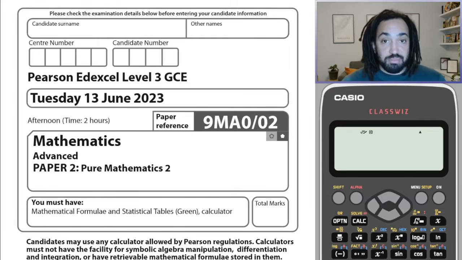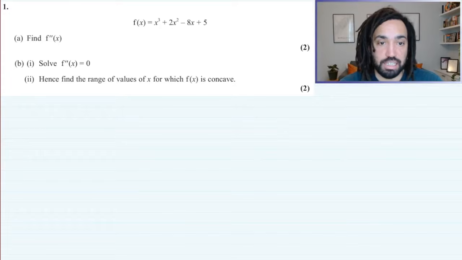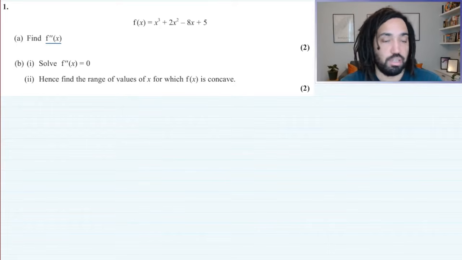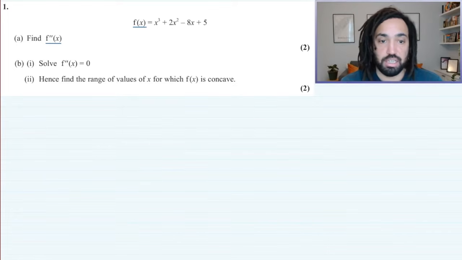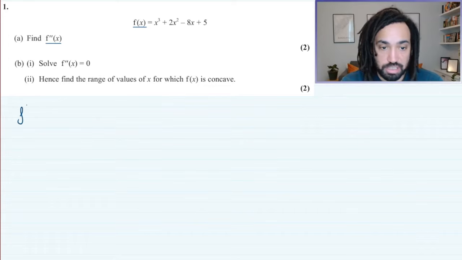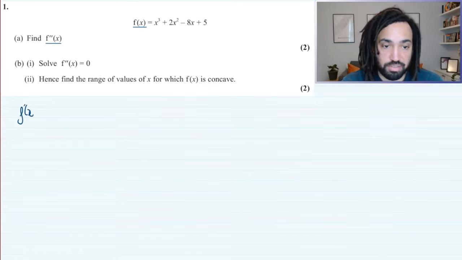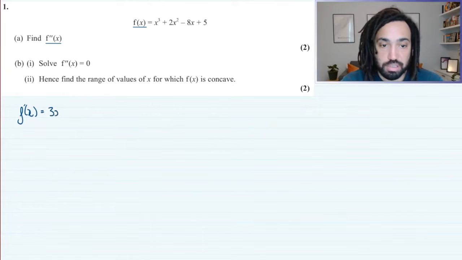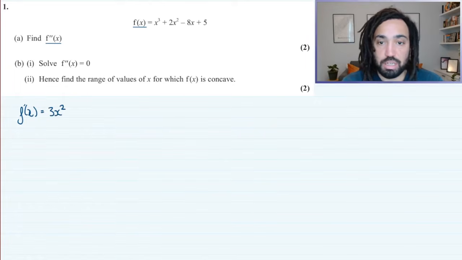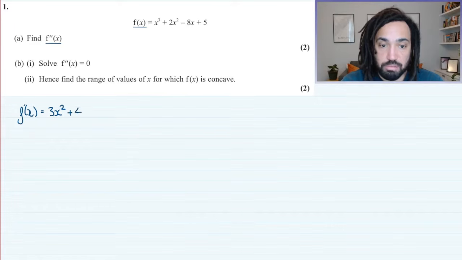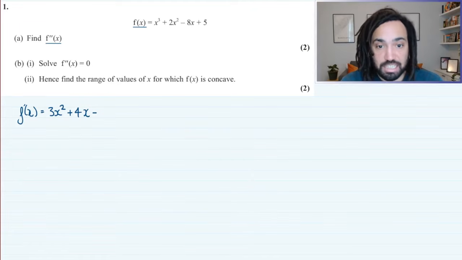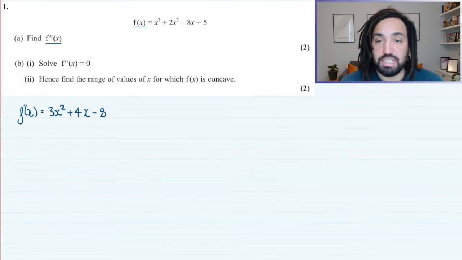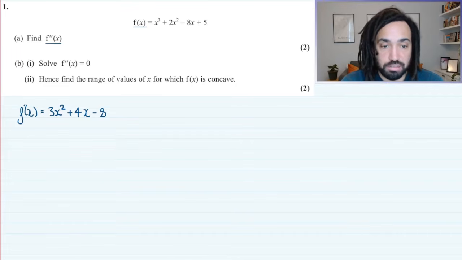Okay, let's get into the maths. Find the second derivative of the function f of x. So in order for us to do that, we first need to find the first derivative, f dash of x. So the 3 comes down to the front, and we drop the power down by 1. The 2 comes down, times by the 2 already there, gives us 4, drop the power down by 1. And minus 8x differentiates to minus 8, and the constant 5 differentiates to 0.